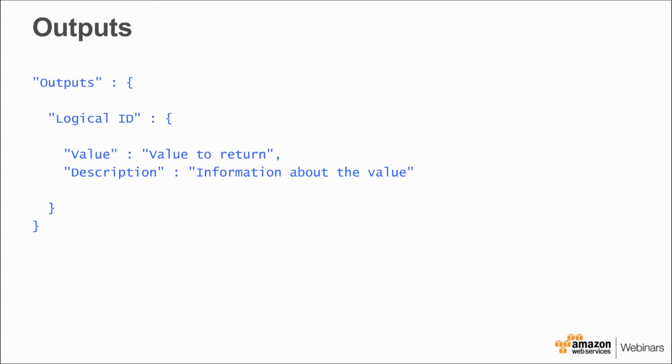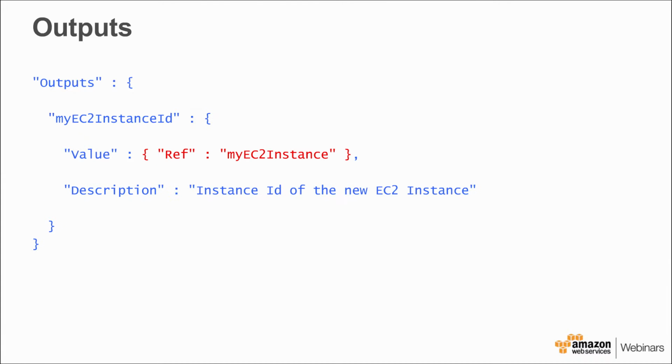Outputs is another optional section where we can output, at the end of the stack, some information about some of the resources that were created. In this case, we're going to output the instance ID of that MyEC2Instance that was created.